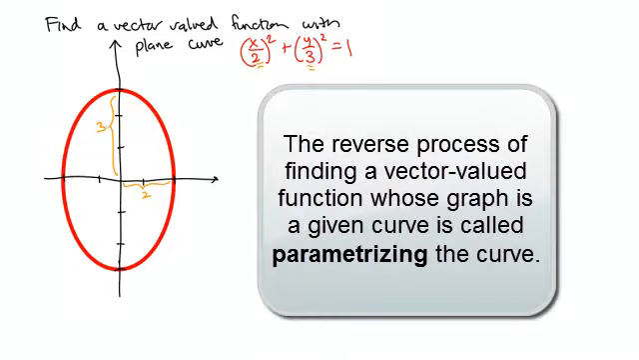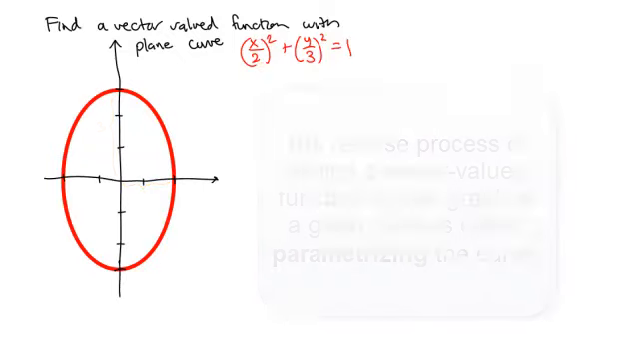This problem seems like it's the reverse of the other ones. The other ones, I gave you a function, had you sketch the curve. Now what I'm doing is I'm giving you a curve, and I'm asking whether or not you can find a function who traces this out. This is sometimes called a parametrization problem. Can you parameterize this curve? Can you find a vector-valued function who traces it out? Where might we even start on something like this?